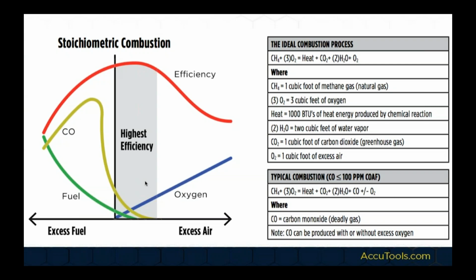And so we have to provide this excess air so we make sure that all the fuel is consumed. We're trying to get the minimum amount of carbon monoxide, which is the carbon that doesn't convert fully to carbon dioxide, and we don't want any unburned fuel to come through. So we're always providing the burner with some excess air. When you look at ideal combustion, you have methane plus oxygen equals heat, and that gives you your carbon dioxide, two parts of water and one part of O2.